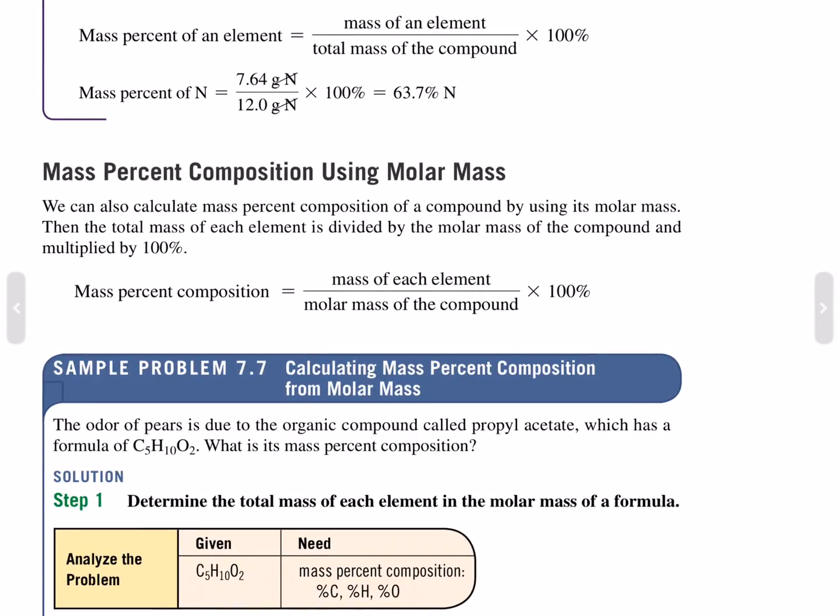Mass percent composition using molar mass. We can also calculate the mass percent composition of a compound by using its molar mass. Then the total mass of each element is divided by the molar mass of the compound and multiplied by 100%. The mass percent composition is the mass of each element divided by the molar mass of the compound times 100%.